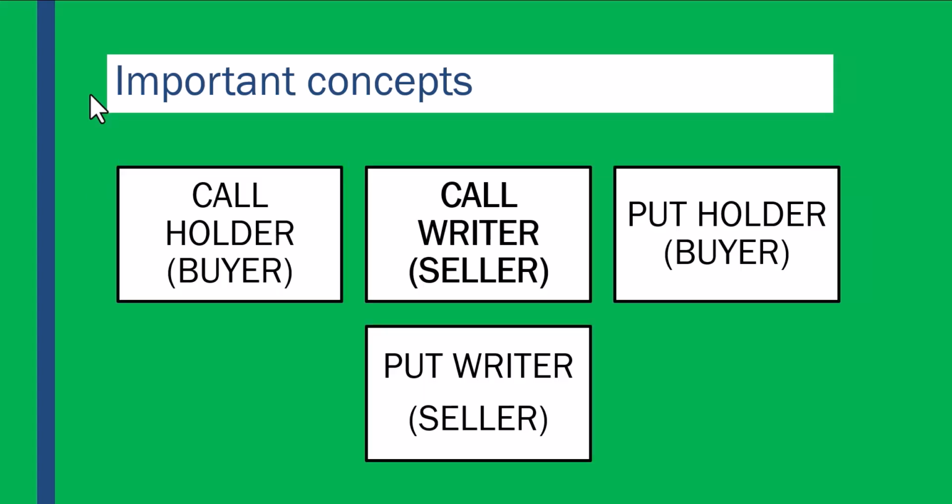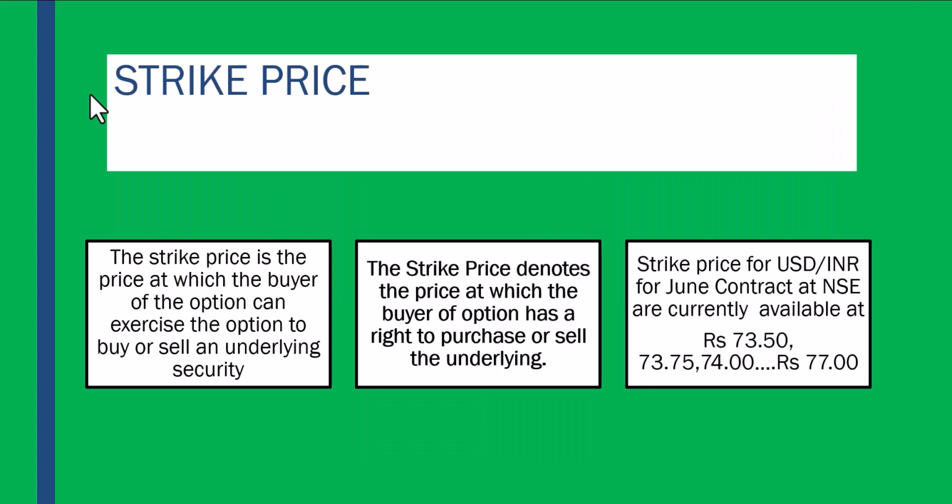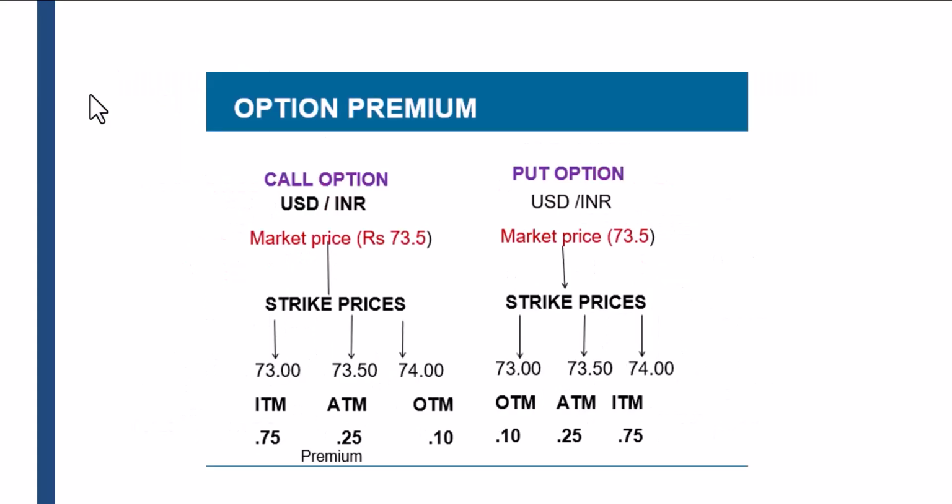Now, there are four kinds of people which I've covered: a call holder or a call buyer. He's also called call holder, when you buy a call. There will be a call writer or a call seller, a put holder or put buyer, and a put writer. So these are the four kinds of people who trade in this. Is it okay? Then strike price we have already covered, so I'm not covering that.